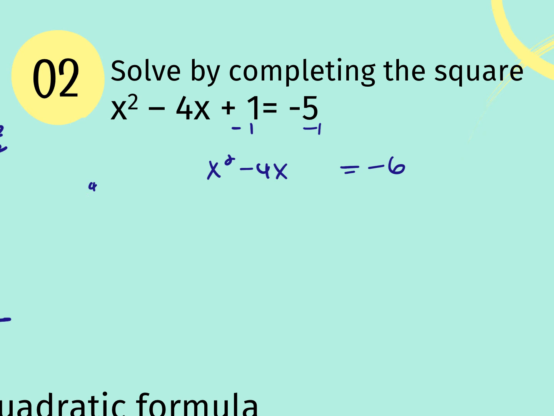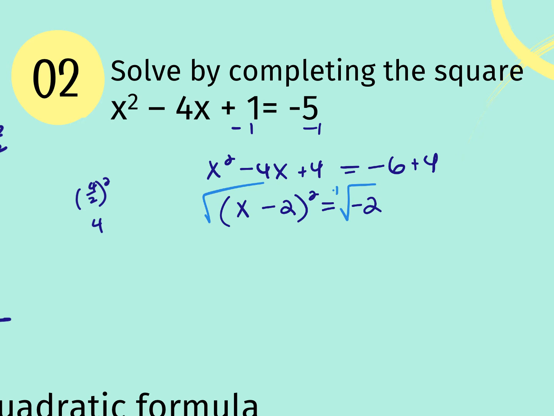So I would take the 4, divide it by 2, square it. That's 2 squared, which is 4. I add it here and I add it here. And then I have put this in perfect square trinomial format. So square root, sign from the middle, put in the parentheses and square it, and I get negative 2. Now I square root both sides, putting the plus and the minus in front of the negative 2, and I get x minus 2 equals plus and minus i square root 2, and then add the 2.